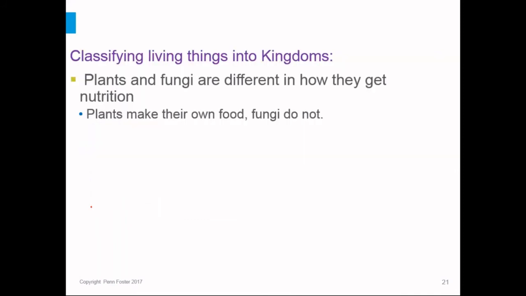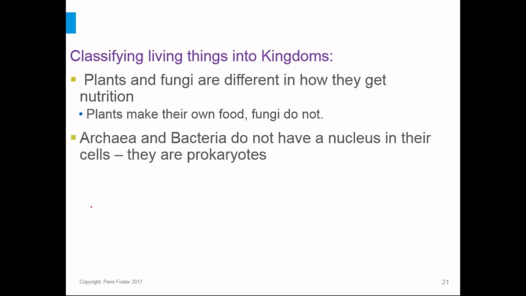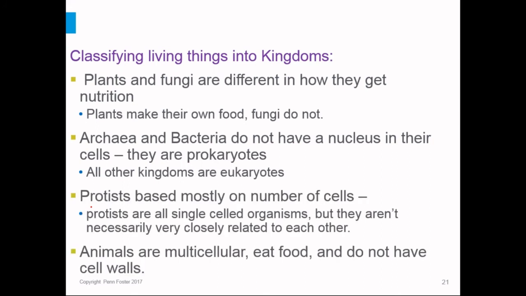These pages also give descriptions of the kingdoms to illustrate what factors help classify organisms into the different kingdoms. For example, plants make their own food through photosynthesis, but fungi do not. They're similar in some other ways, but that's the big distinction that keeps them in separate kingdoms. Archaea and bacteria are set apart because they do not have a nucleus in their cells. They are prokaryotes. Protists are an awkward group that's mostly based on the number of cells that they have.